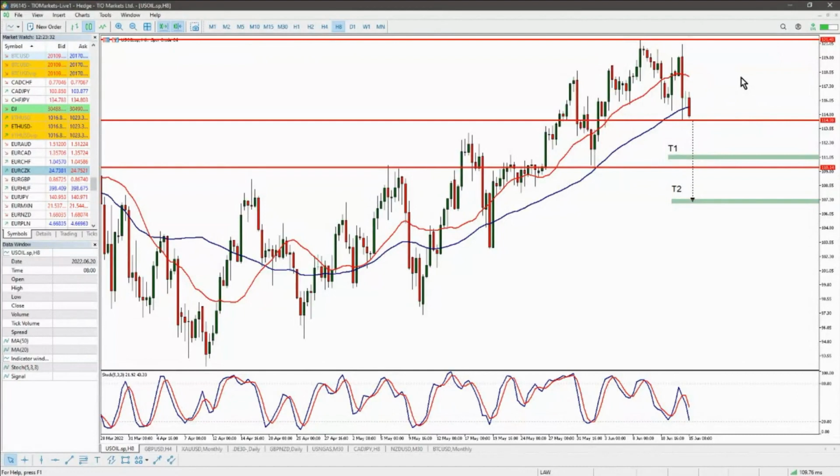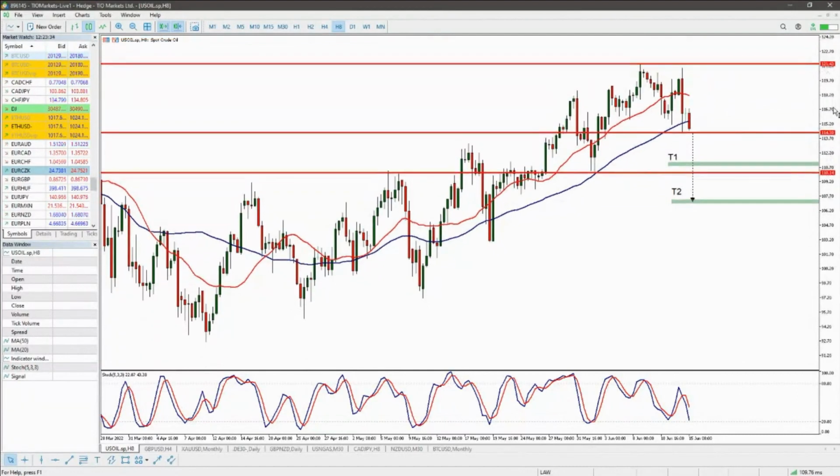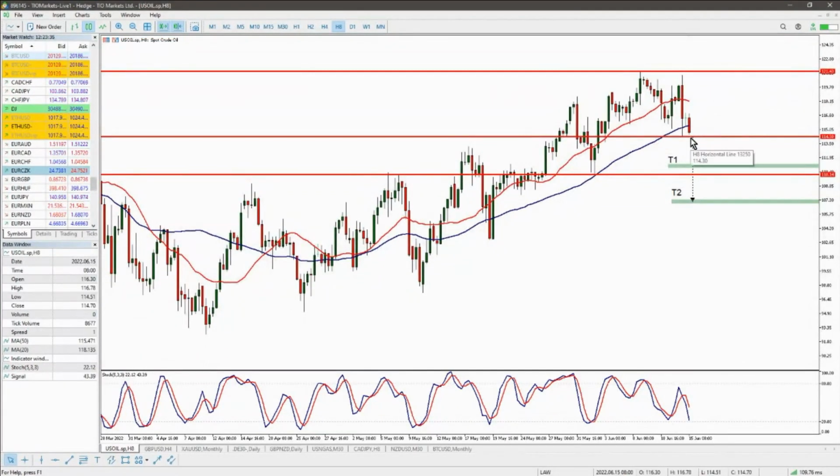Okay, this is one scenario. The other scenario is that we get a little dip below this 114.30 level, and then the market moves higher. Then probably the market moves somewhere up here, somewhere close to the recent highs. So I would say around there.